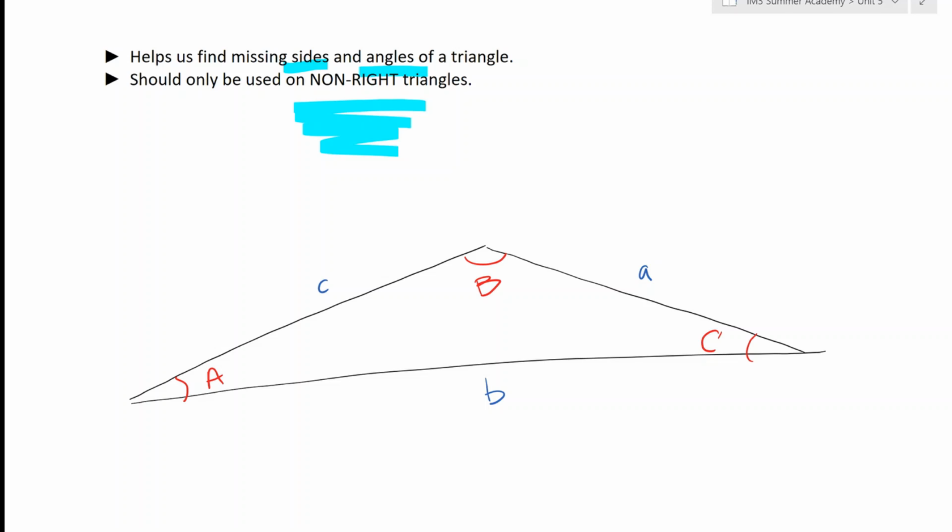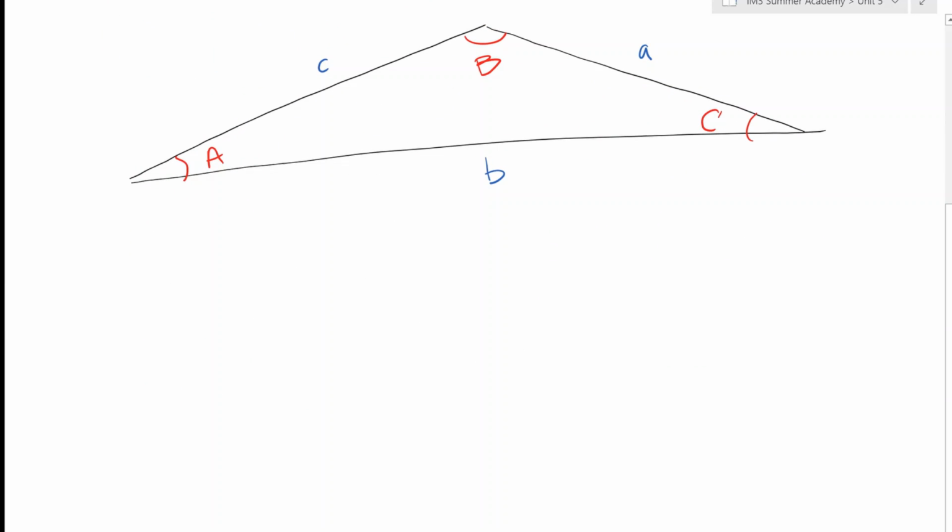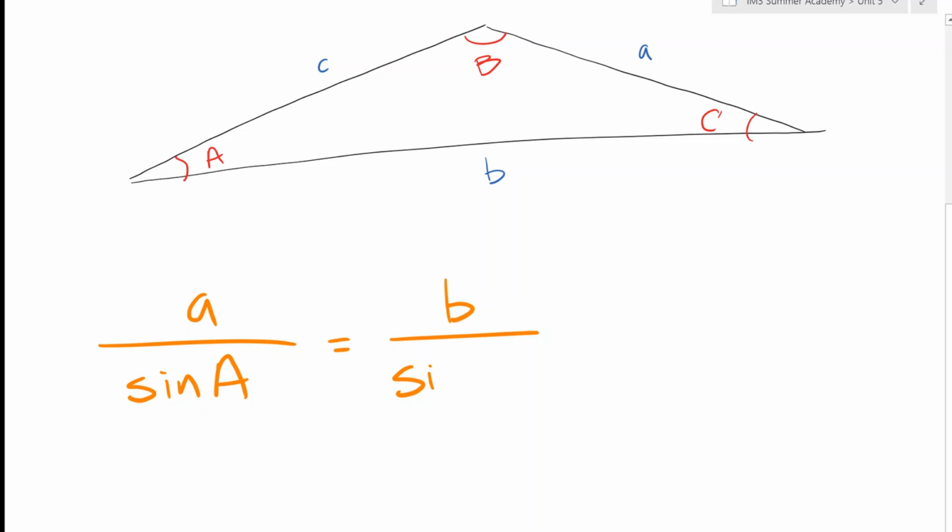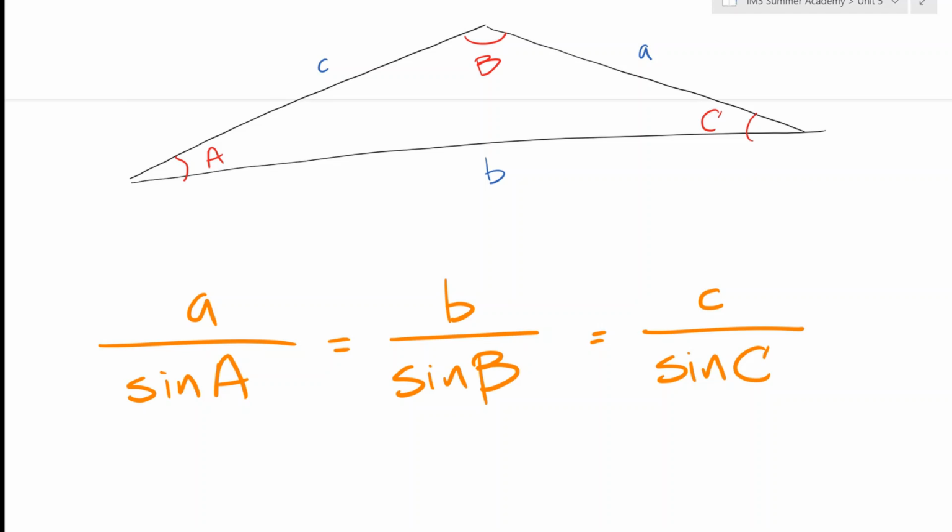Now, what the law of sines actually says is this. We can make ratios of them. If I set little a over the sine of big A, that will be the same as little b over the sine of big B, which will be the same as little c over the sine of big C. All right, so that is the law of sines.